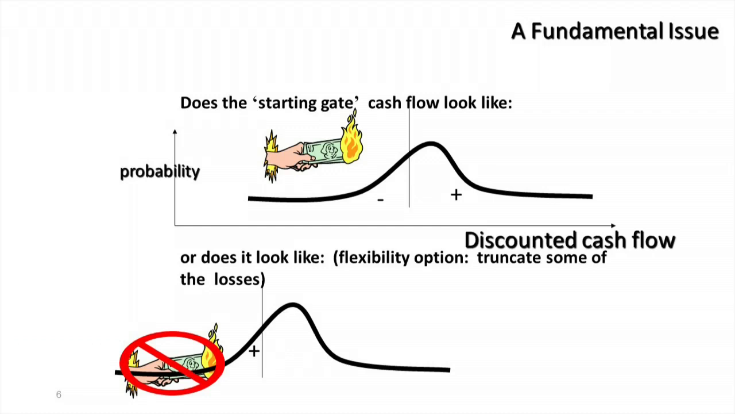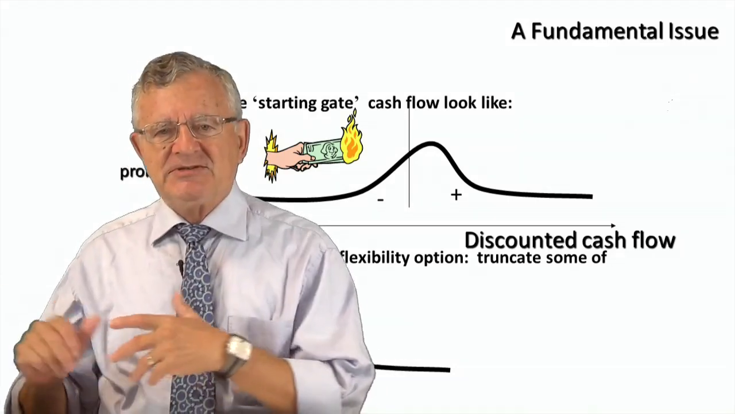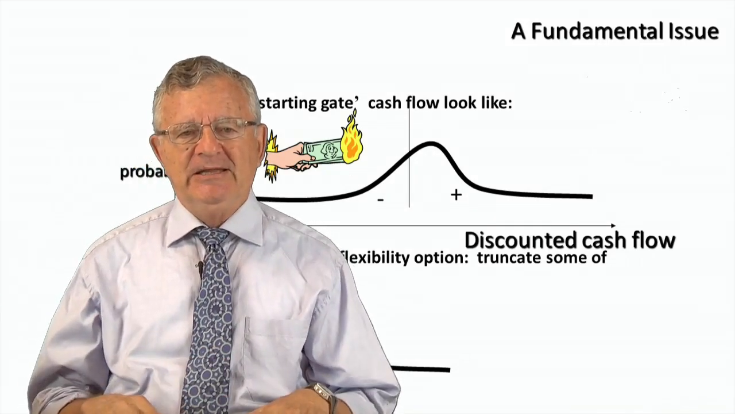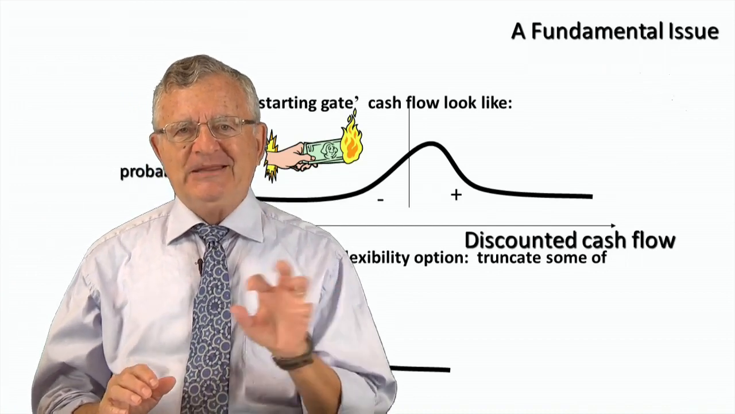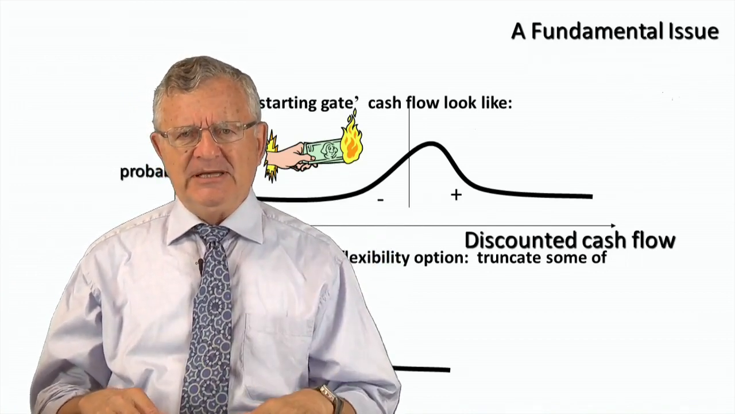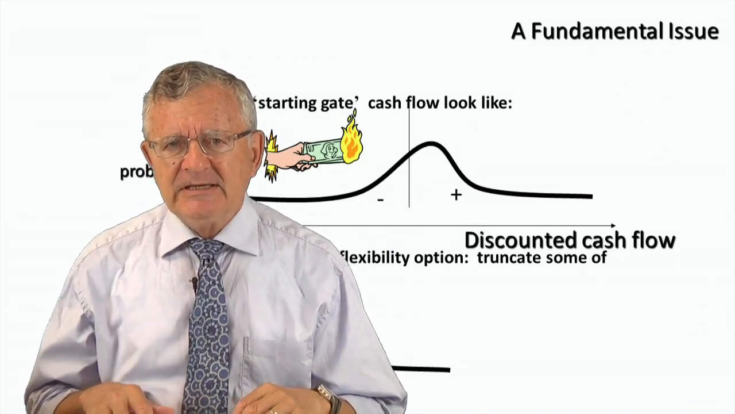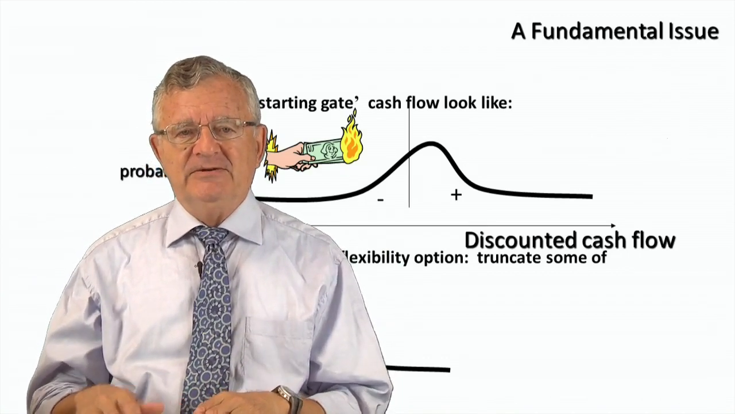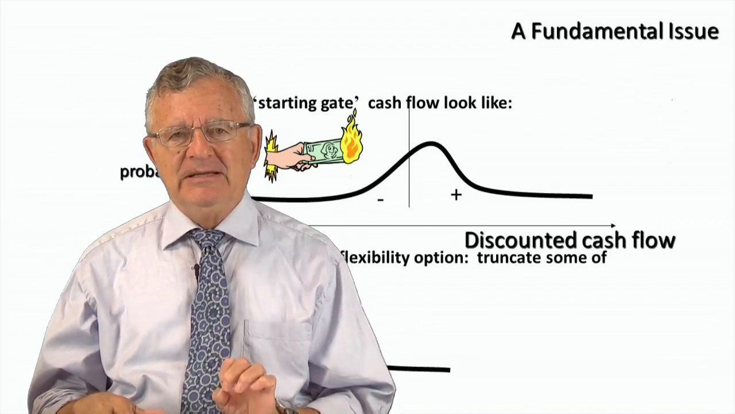You can simply close the business or do something else. Move on to a different product. You don't have to swallow that left-hand part of the normal curve with the big, big minus. And that's a great boon. That's of great value, that option to bail out.